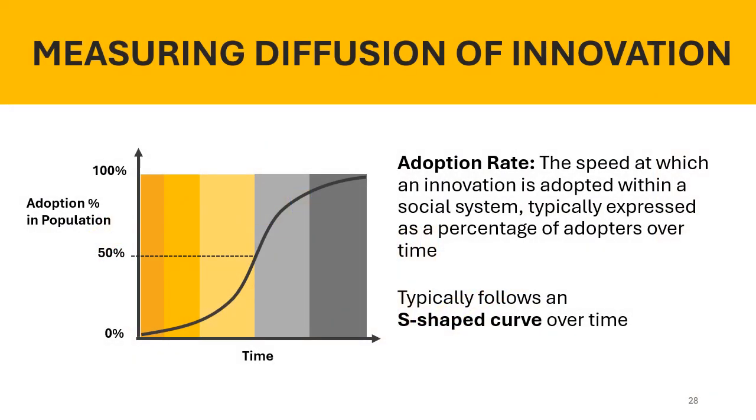When measuring diffusion of innovation, we need to consider the adoption rate. This is the speed at which an innovation is adopted within a social system and is typically expressed as a percentage of adopters over time. You can see here in the graph that it typically follows an S-shaped curve. It starts out quite slow with our early innovators and adopters, and then it reaches a period of acceleration until we reach a plateau.